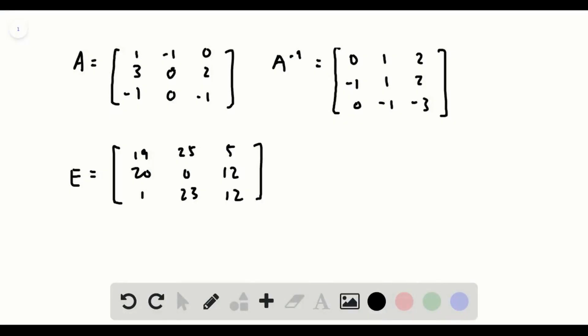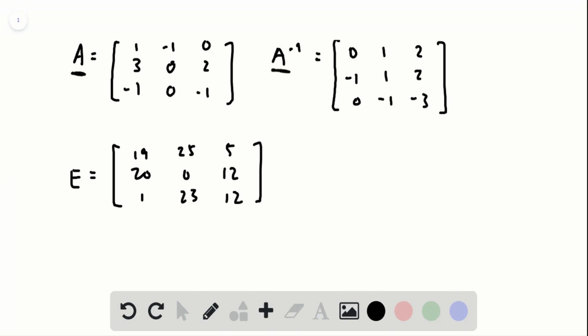Okay, so in this problem, we are given an encoding matrix A, a decoding matrix A inverse, and a message to encode, which I called E, which is "stay well," and it's given by this matrix. So that's like STAY space WELL. And to encode it, all we're going to do is multiply A by E.